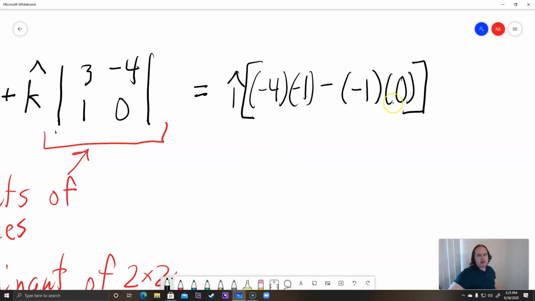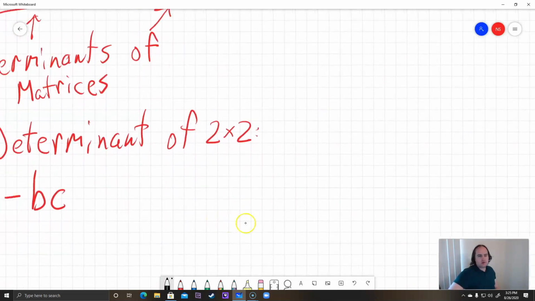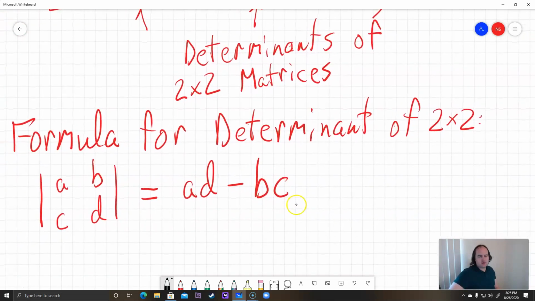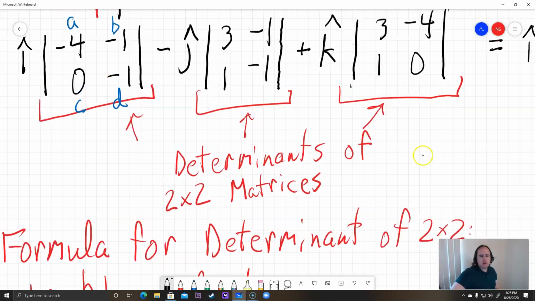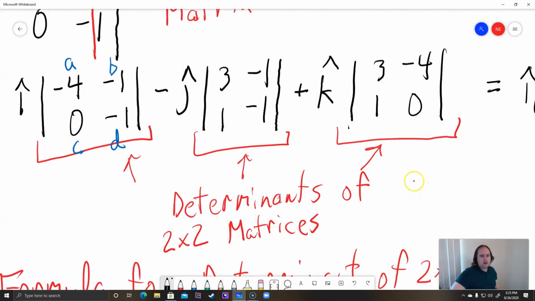Okay? And that right there is just using our new formula, AD minus BC. That's the formula for a determinant of a 2 by 2. Okay? And then let's go ahead and do this second determinant.